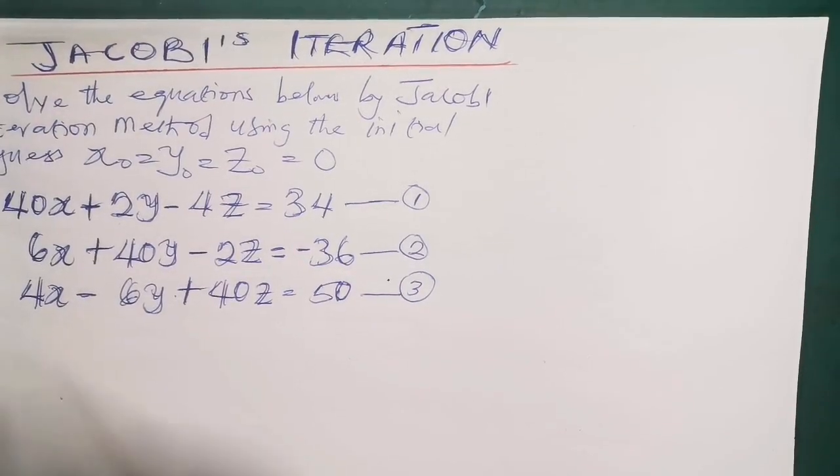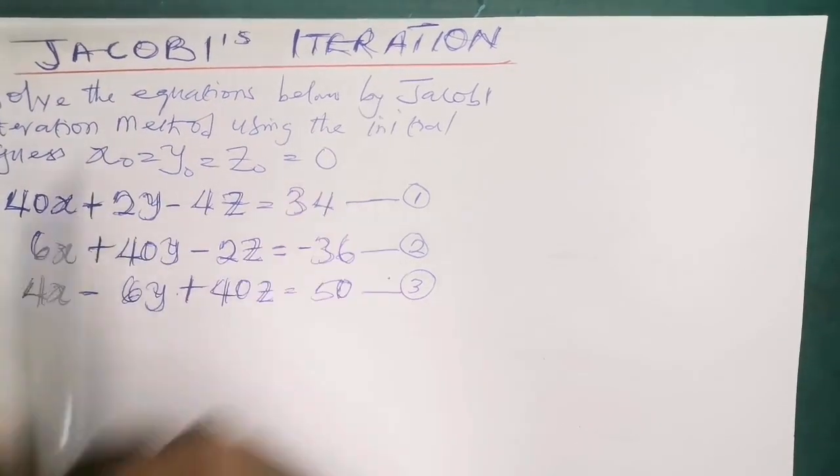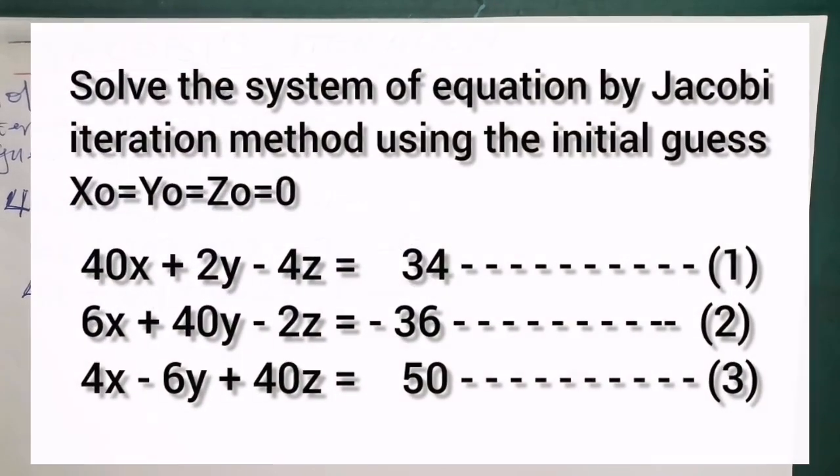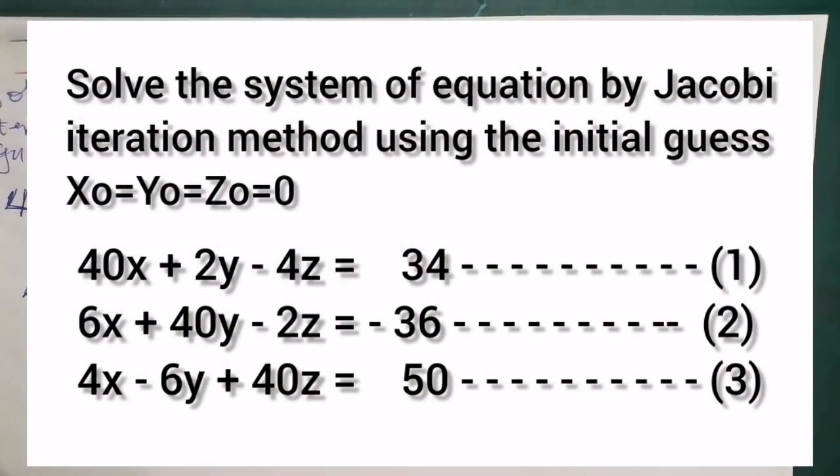So in this video, we're going to be looking at the Jacobi Iteration Method, and we're going to be considering this question to explain this concept in detail. Now, this question says, solve the system of equations by Jacobi's Iteration Method using the initial guess x naught equals y naught equals z naught equals 0.